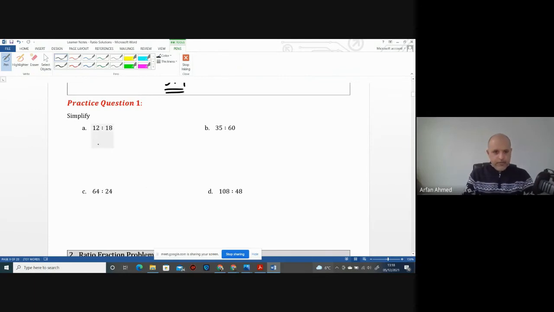Okay, let's go through these then. So you've got 12 to 18. What goes into these? Well, if it's an even number, definitely 2. 2 into 12 is 6. 2 into 18 is 9. Can we simplify any more? What goes into these?